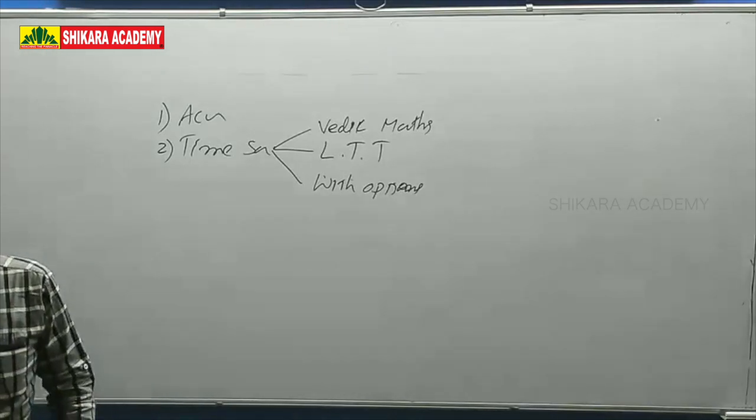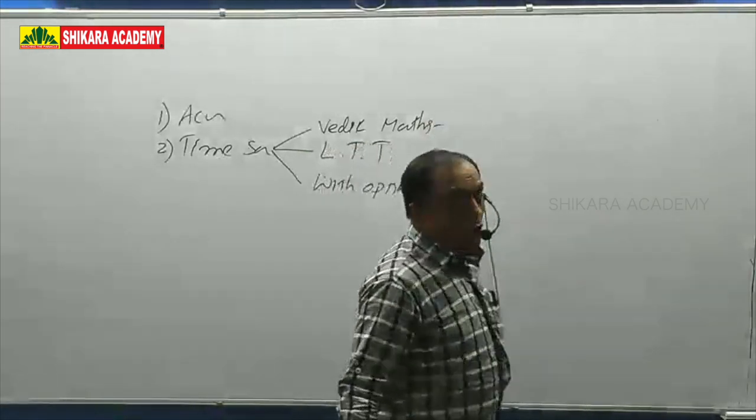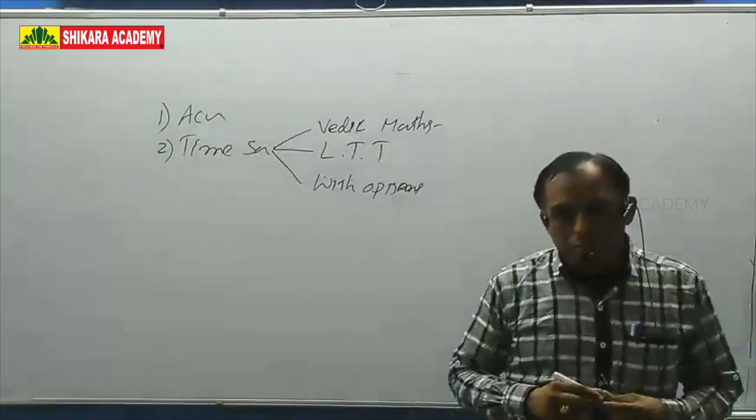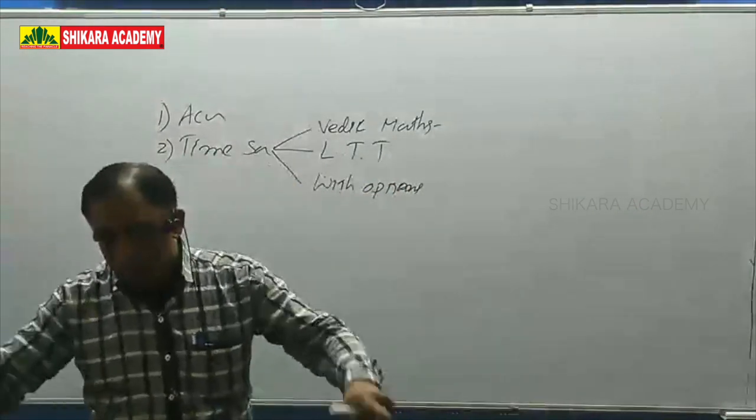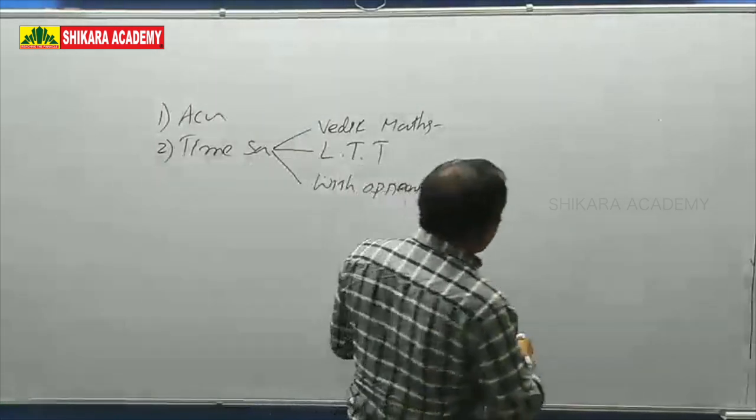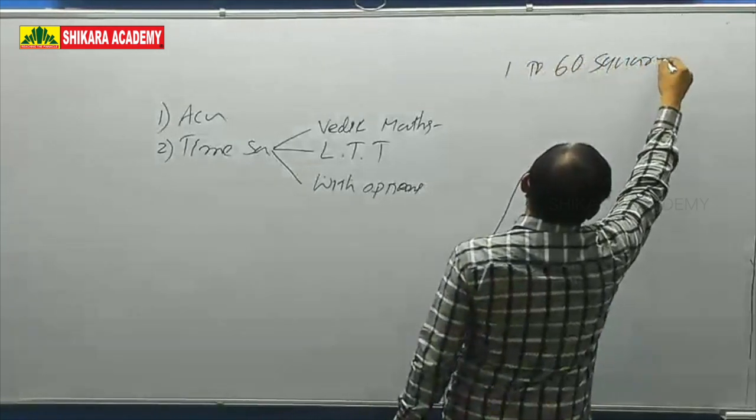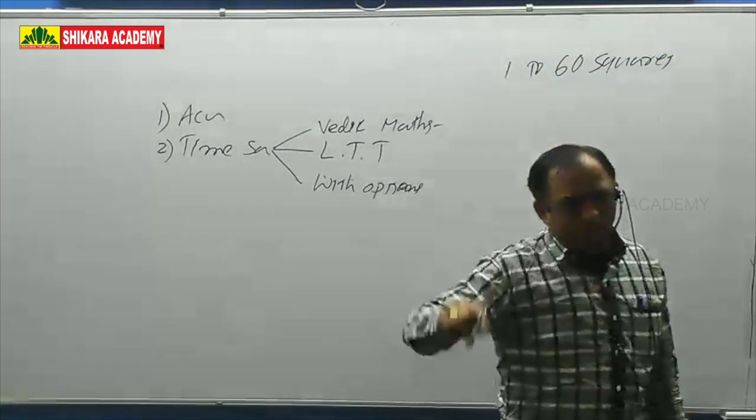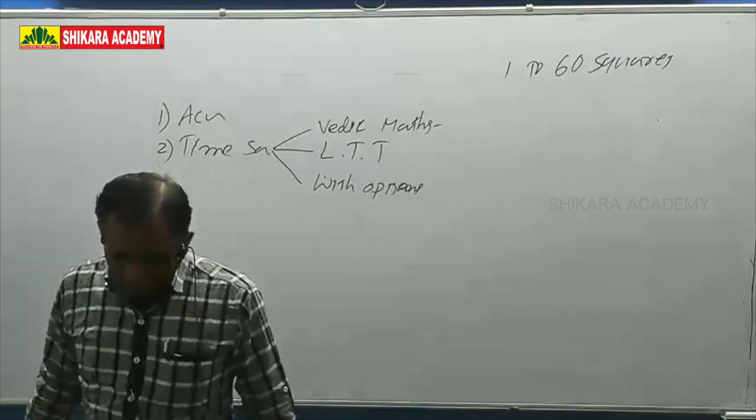How to find the answer? I will discuss. Okay, first one is Vedic maths, wonderful mathematics. As a competitive student, if you are a group 2 aspirant or group 4 aspirant, you should know the squares from 1 to 60. Squares from 1 to 60 are compulsory.